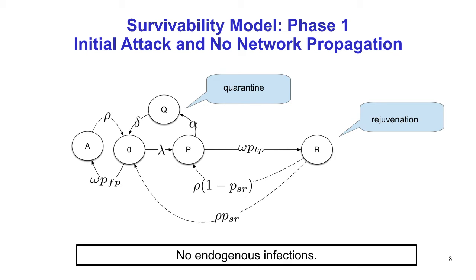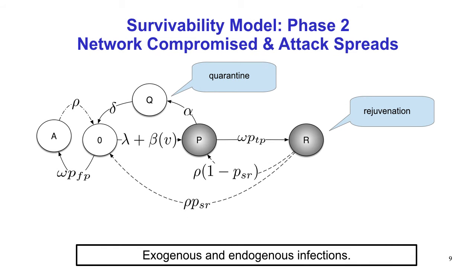In state P, the system is prone to failure. And in state R, the system is being rejuvenated. State Q represents a situation where the system is in quarantine. In this phase 1 model, there are no endogenous infections. In phase 2, we have exogenous and endogenous infections. The endogenous infections are shown by the rate beta.